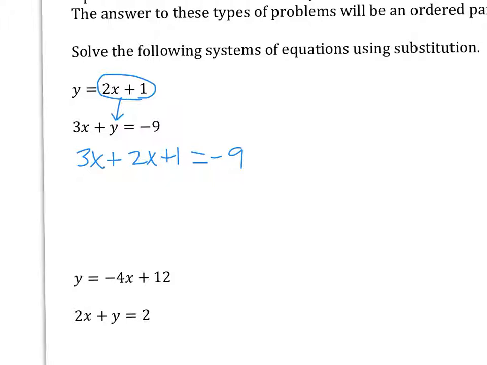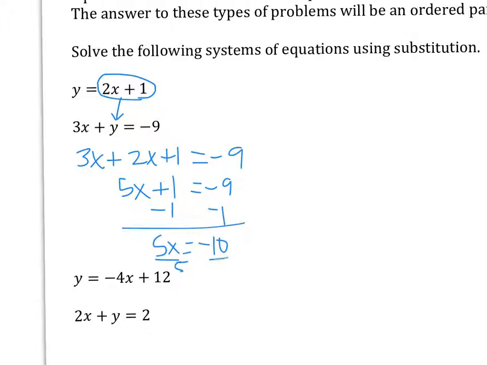Now I'll solve, so I'll put together 3x plus 2x and get 5x plus 1 equals negative 9. Solve for x, and 5x equals negative 10, so I'll divide by 5. So here x equals negative 2. But that's only half of my solution. I need to find the other half. I need to find an ordered pair, which means a y value.